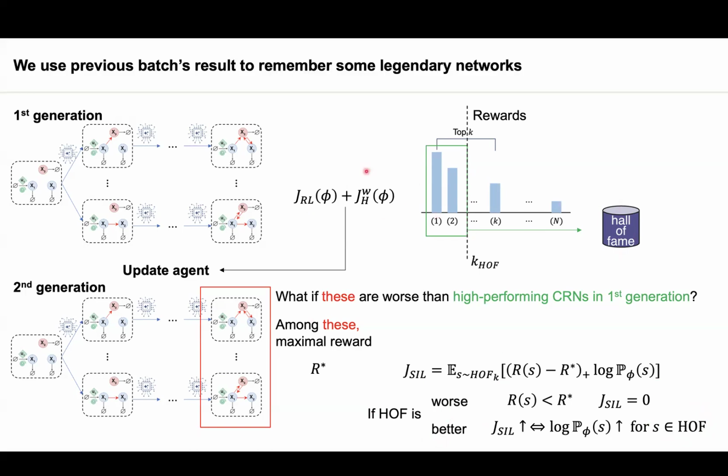So using these three different reward terms, we will keep updating the agent. And by simulating multiple generations of this, we can get multiple solutions that satisfy the dynamical properties we want.